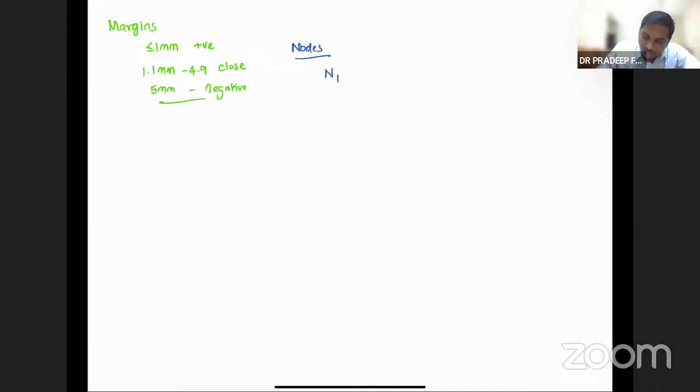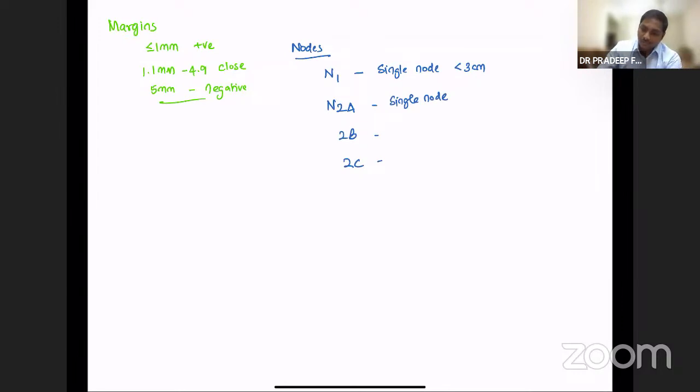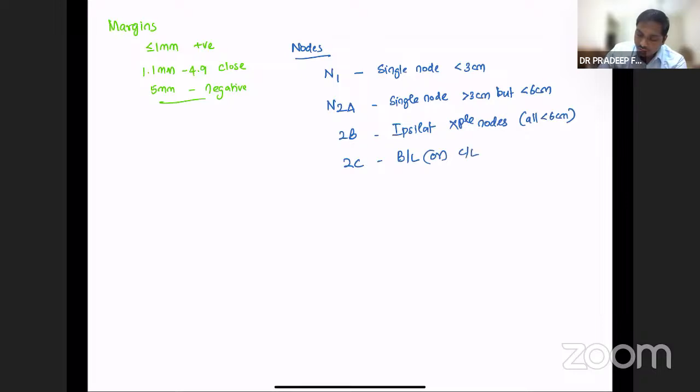N1 is a single node, less than 3 centimeter. N2 has 3 divisions: N2A, N2B, and N2C. N2A is a single node more than 3 centimeter but less than 6 centimeter. N2B is ipsilateral multiple nodes, all less than 6 centimeter. N2C is bilateral or contralateral nodes, all less than 6 centimeter.